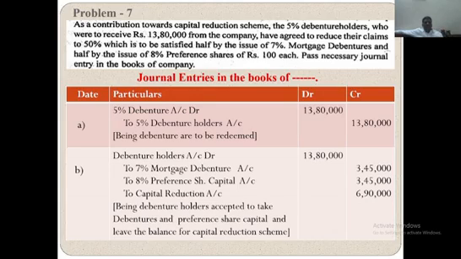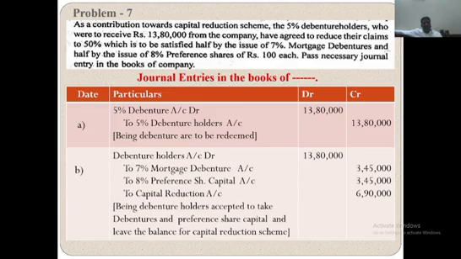First one, as a contribution towards capital reduction scheme, 5% debenture holder. So 5% debenture account debit to 5% debenture holder account. Being debentures to be redeemed 13,80,000. They are going to redeem the respective debentures at par value. The next, debenture holder account 13,80,000. Debenture holder account, how much do you want to fulfill the debenture holder account?